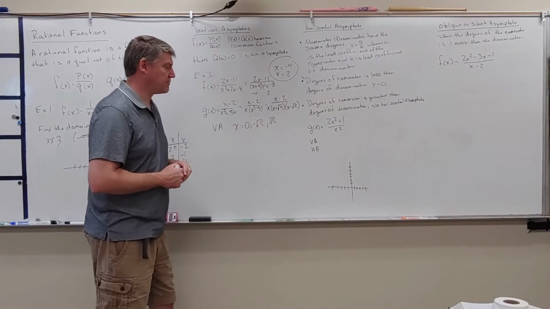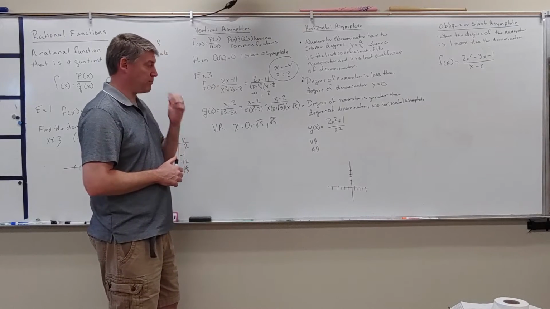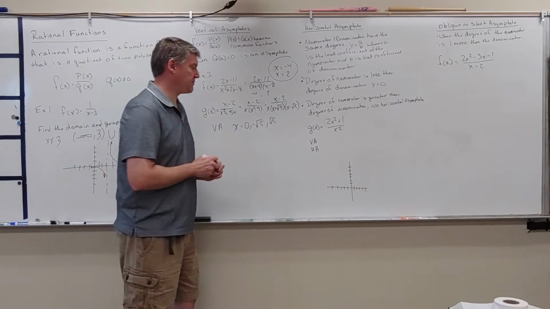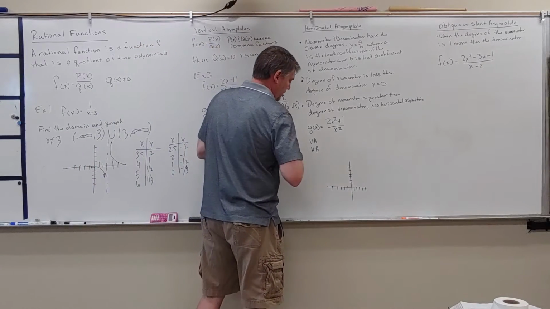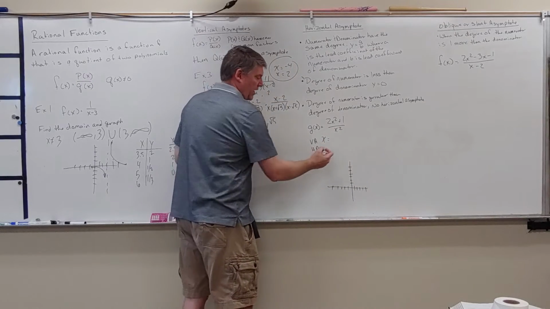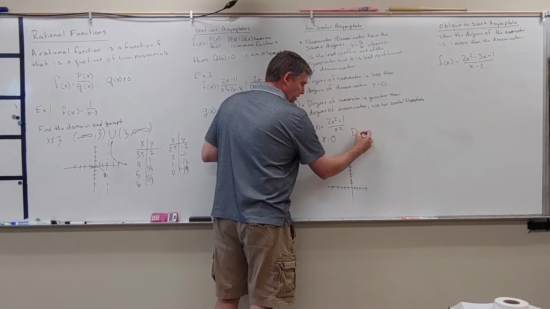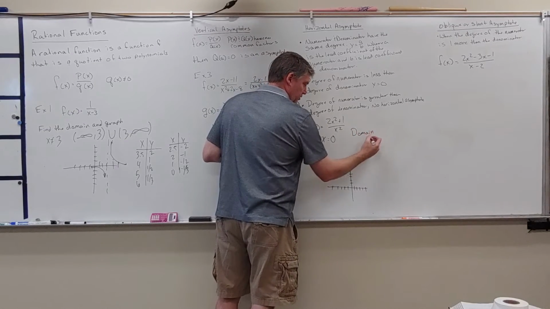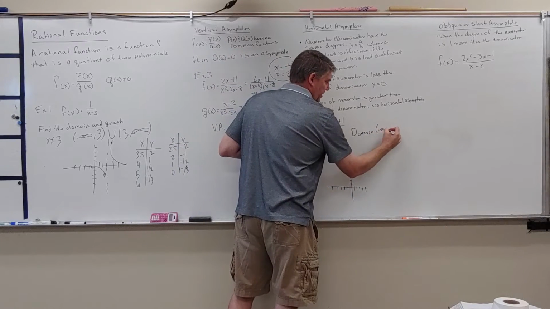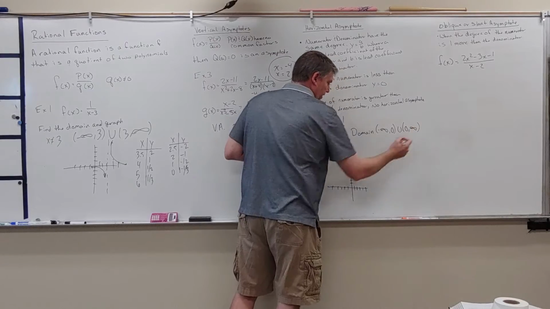So here I have g of x equals 2x squared plus 1 over x squared. The first thing we need to do is find our vertical asymptote. Our vertical asymptote is where the denominator equals 0, so that's going to be at 0. So our domain uses that vertical asymptote. It's going to be negative infinity to 0, union 0 to infinity.